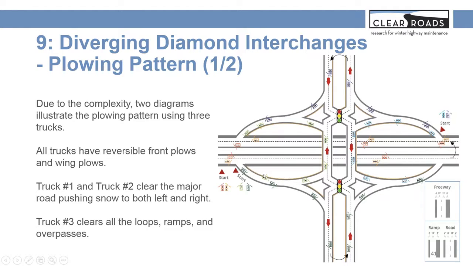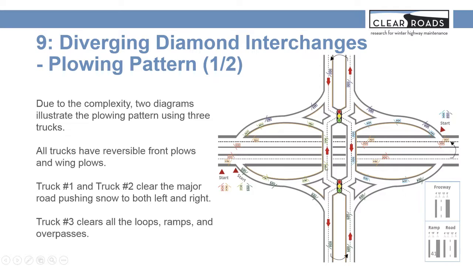Here, use the front and left wing. Stay to the left to clear the left shoulder part of this off ramp, and go cross the crossover, and then we will switch the plow. Use the front plow and the right wing.